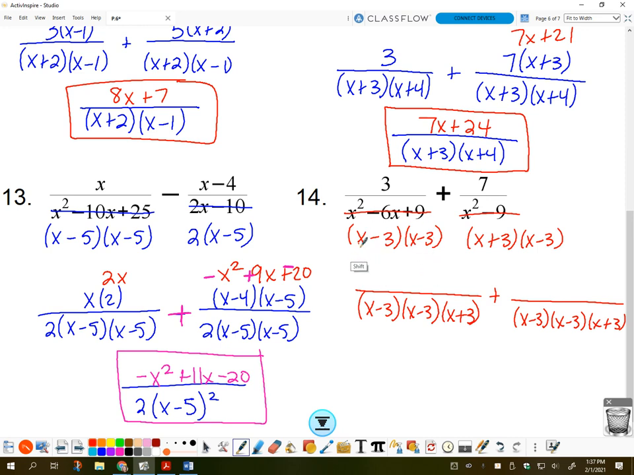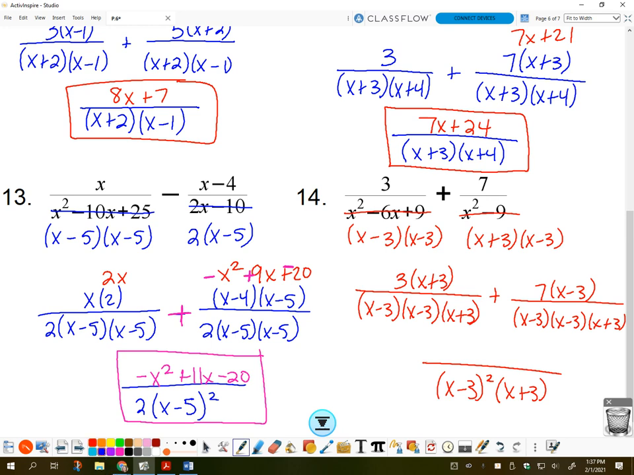Alright, so here we gained an x plus 3, so we gain an x plus 3 on top. Here we gained an x minus 3, so we gain an x minus 3 on top. Alright, common denominator. Again, you have x minus 3 in there twice, so you can write it as squared. I don't care whether you do or not. Some people like to because it saves some time.